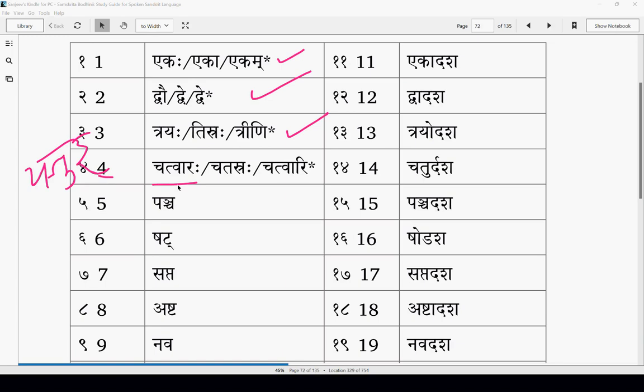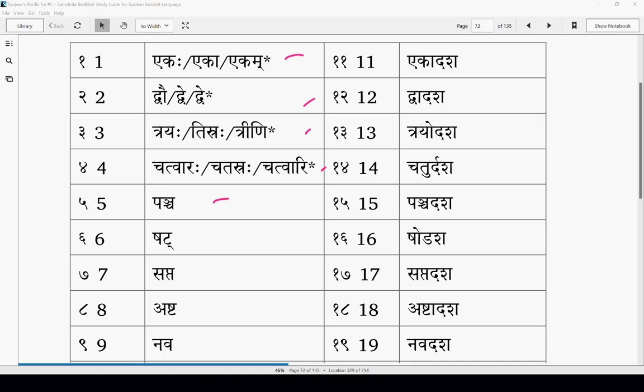The numbers are a little bit confusing, but as you start using them, it becomes clear to you. The first four are very clear. The vachanam is very clear, and we'll see the panchashat later. The vachanam is fixed as per how many quantities there are, and the lingam changes: eka, dvau, traya, chatvara, etc.